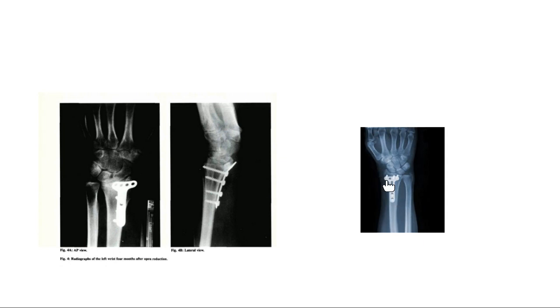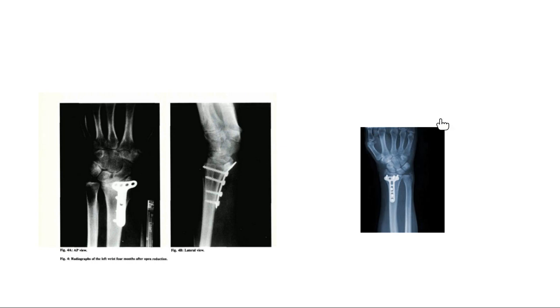And notice the shape of the plate. We commonly refer to this as a T buttress plate because of the shape. And that holds the fracture in position until it heals. So that's Colles fracture in a nutshell.